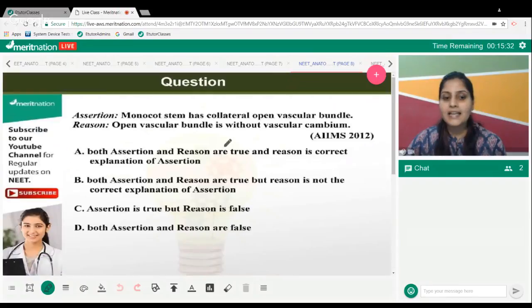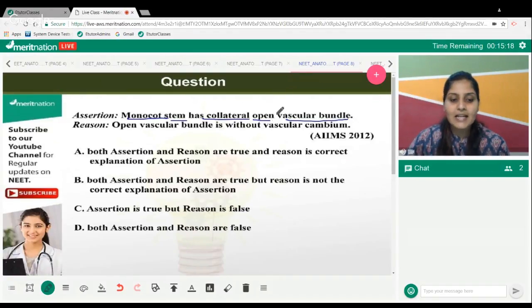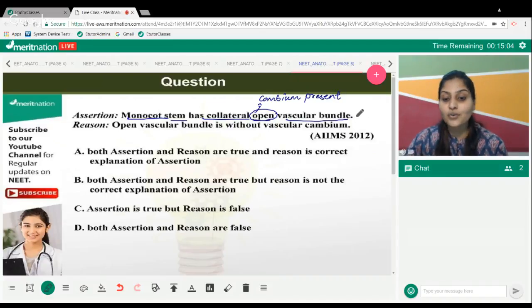Very fine. Next question. This is an assertion reason question. Assertion is that monocot stem has collateral open vascular bundle. Now, the assertion is wrong in the sense that you do not find open vascular bundle in monocots. Open means that cambium is present, which is wrong. You do not have cambium in monocot. They do not show secondary growth. So this is a wrong assertion.